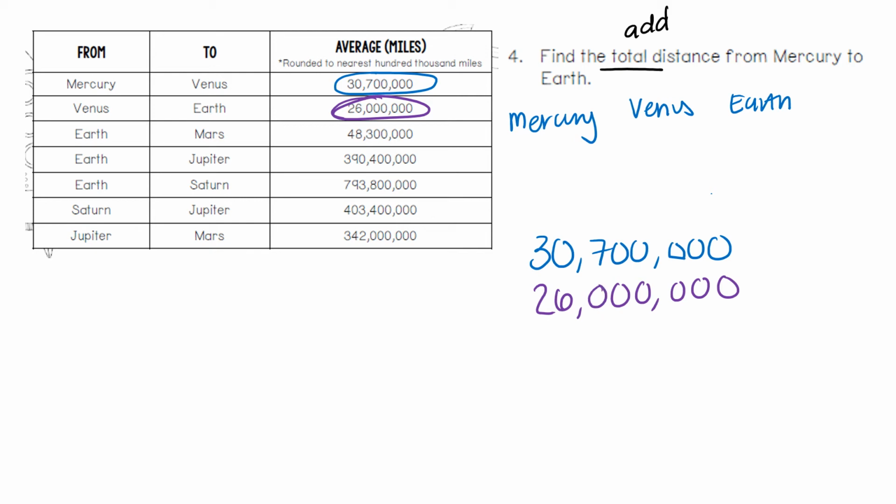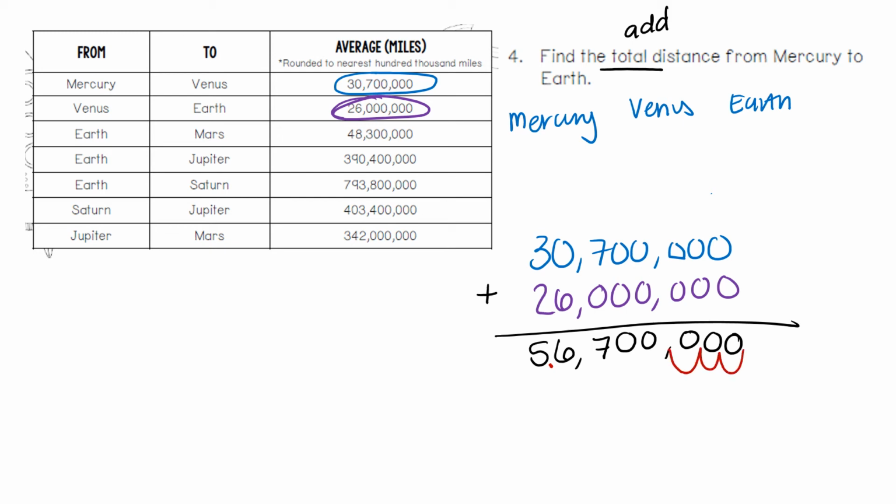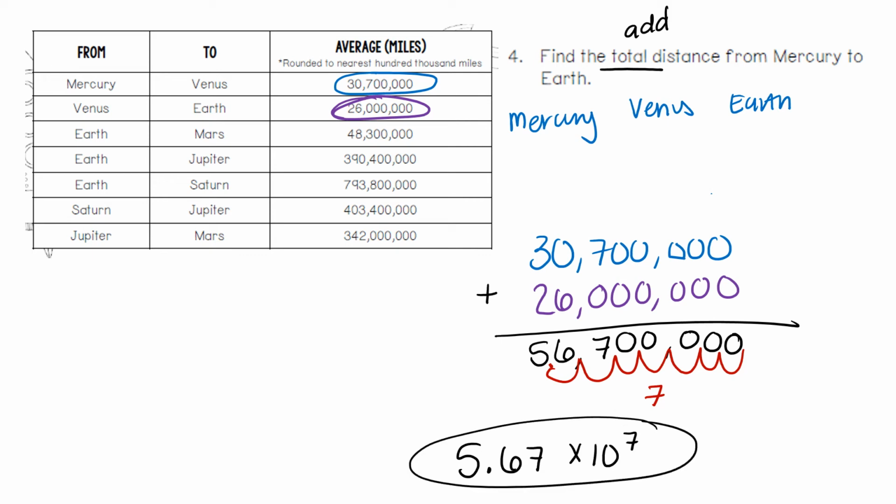We can go ahead and add our numbers. Our zeros add straight down to stay 0. 7 plus 0 is 7. 0 plus 6 is 6. 3 plus 2 is 5. To write our answer in scientific notation, we move the decimal point till it's behind the 5, meaning we go 1, 2, 3, 4, 5, 6, 7 times. Writing our final answer as 5.67 times 10 to the 7th power.